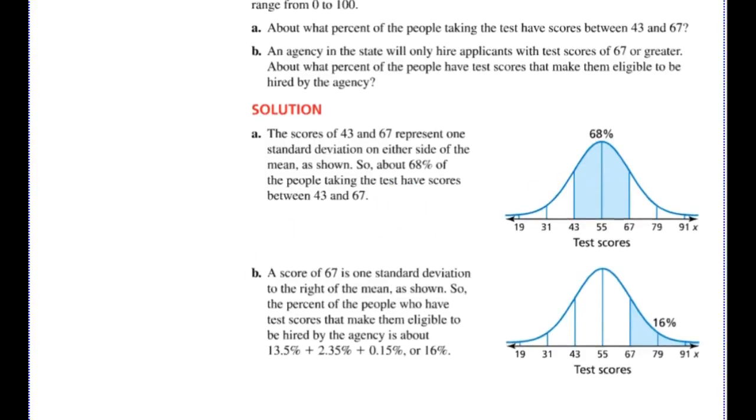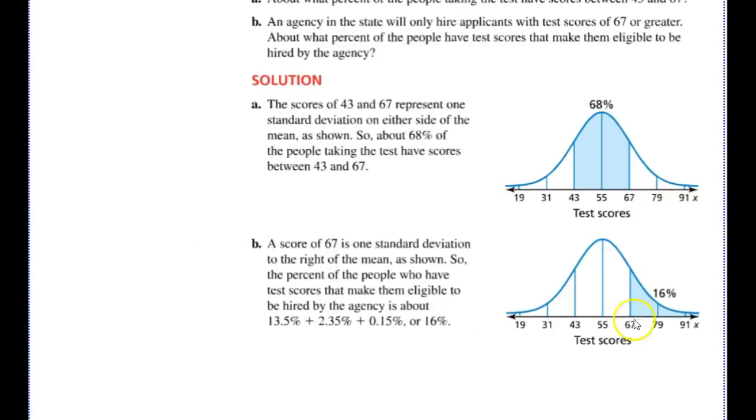So let's look at question part B. Again, I have my same normal distribution curve. So I see that 67 is 1 standard deviation above, to the right of the mean. So I can figure out how much percentage is above that. So I know that 16% of my data falls above this as well. So I know that that's going to be my final answer for this.